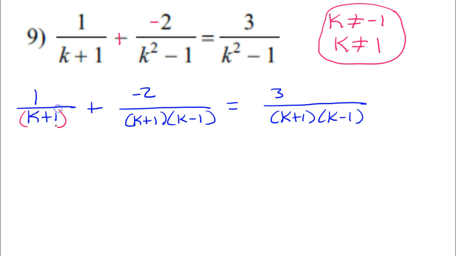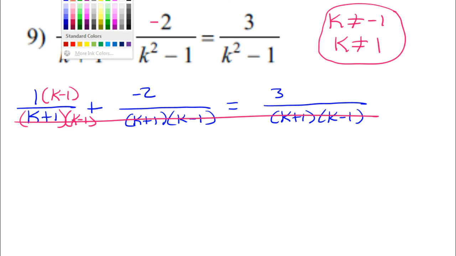Now, let's make the denominators the same. All of the denominators have k plus 1. But these two have k minus 1. So this denominator needs a k minus 1. I can do that as long as I put k minus 1 in the numerator as well. Now my denominators are the same, so I can cancel them out and make a new equation from the numerators.